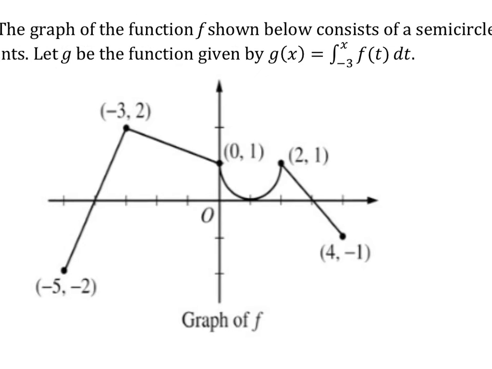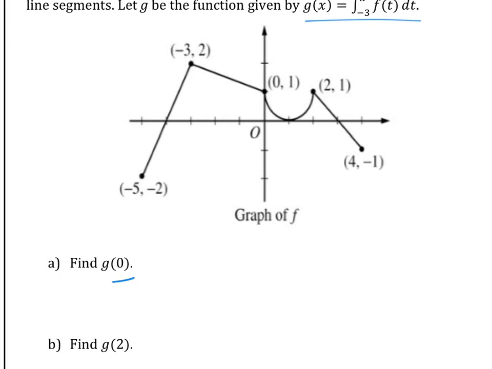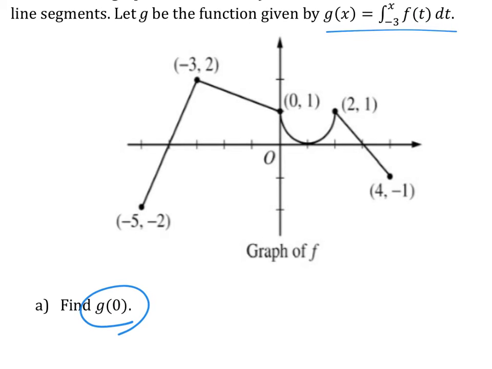This one, they have this function. This function is such like this. The question is, first one, g of 0. When they're asking g of 0, they're saying plug in 0 for x. Okay, plug in 0 for x. So we want the area under the curve from -3 to 0.